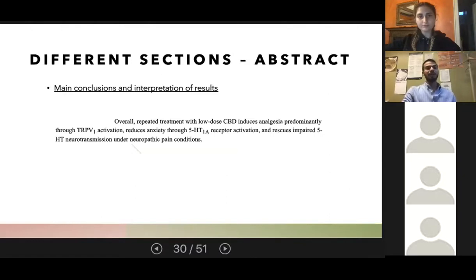So finally, this is the last part of the abstract. The authors sum up the main takeaways of their paper in one sentence. It's like a mini conclusion of their research.